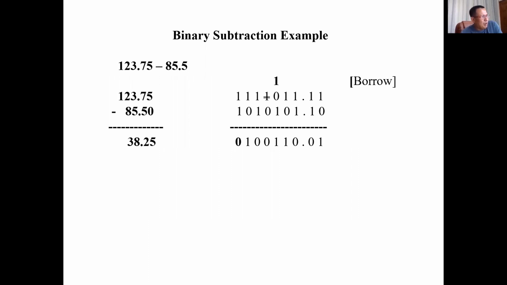Here's an example: 123.75 minus 85.5. You follow? 123.75, if you convert it using our process, is 111011.11. Yes, that's 0.5 plus 0.25 is 0.75. And 85.5 is 1010101.10. You follow? Okay.